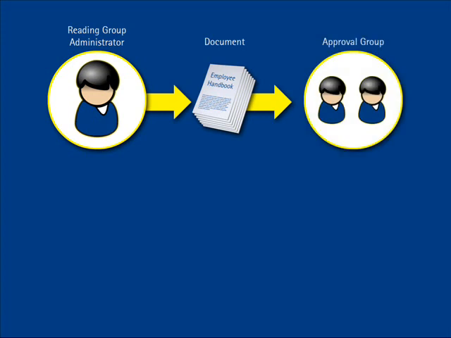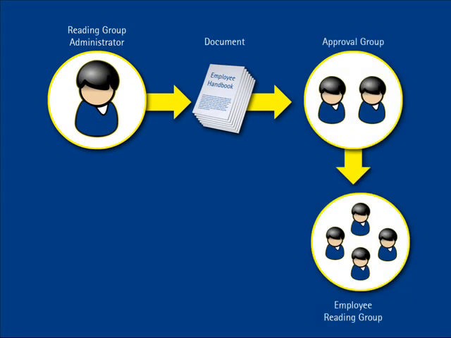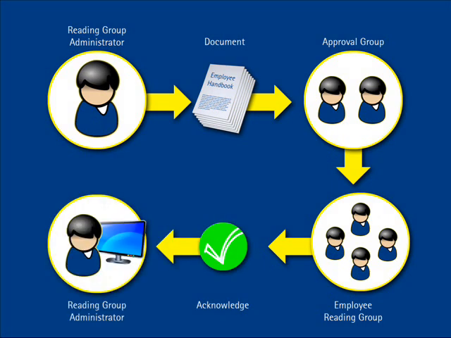The Reading Group Administrator distributes the required reading document to an approval group. Once approved, that document is issued to a group of users with shared reading requirements. The reading group members then read and acknowledge the document. Finally, the reading group administrator or manager is provided out-of-the-box compliance reporting in real time. Revisions are automatically distributed and any new employees are automatically assigned all required reading.